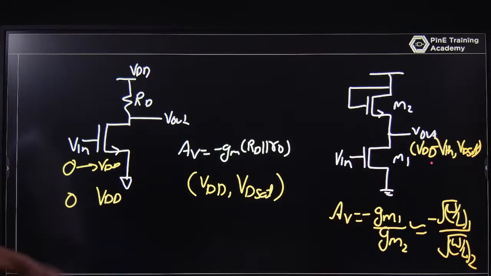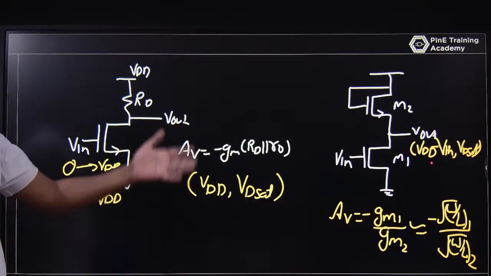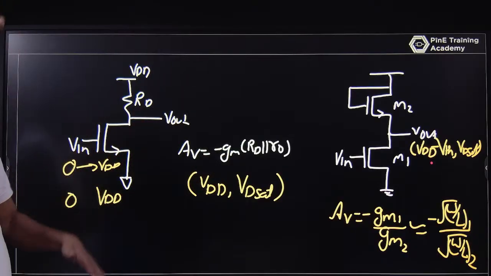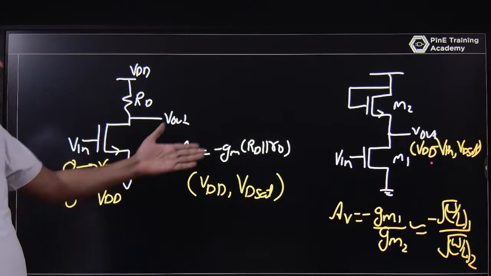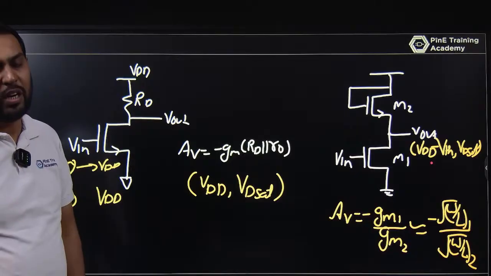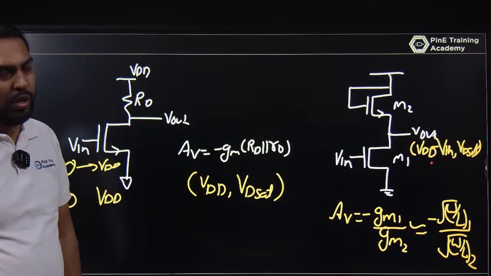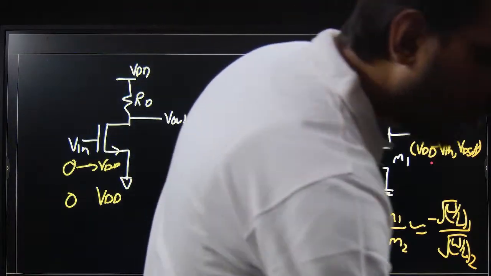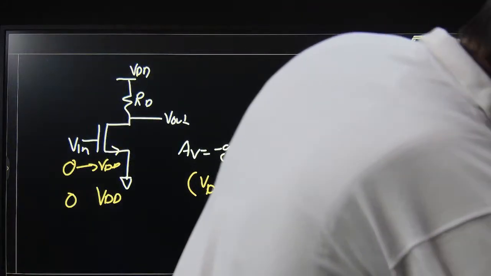So a common source amplifier always behaves like an inverter. There is no meaning in saying that W by L is the same or something like this. It will swing from VDD to 0 for this type of circuit. For that one, it will swing from VDD minus VTH to 0. Is it okay?